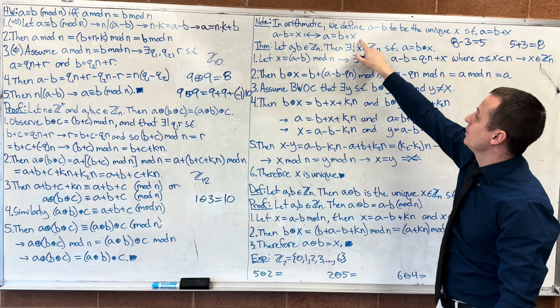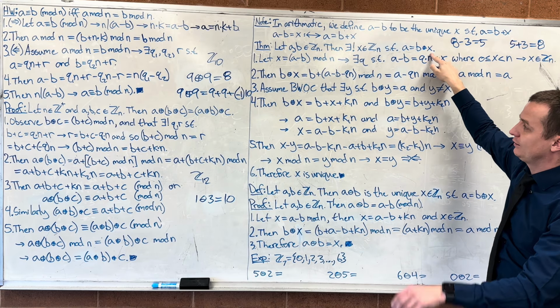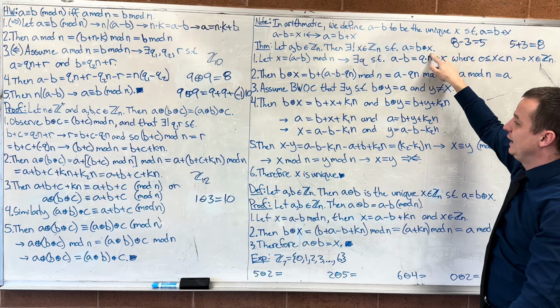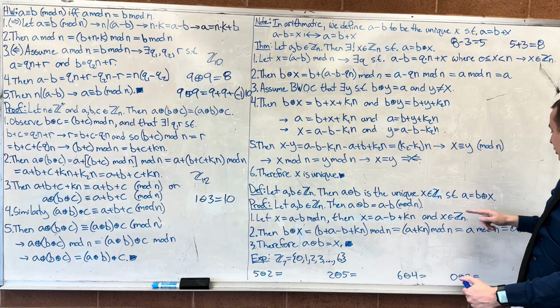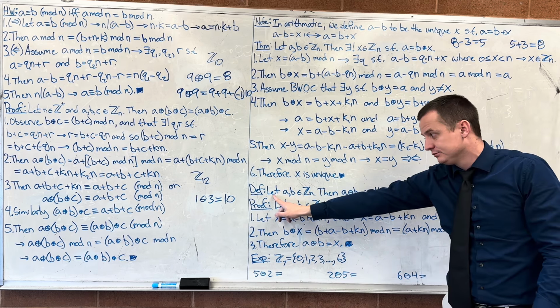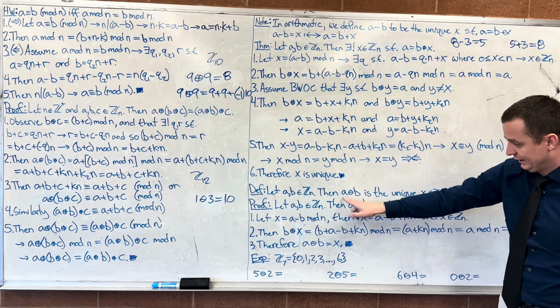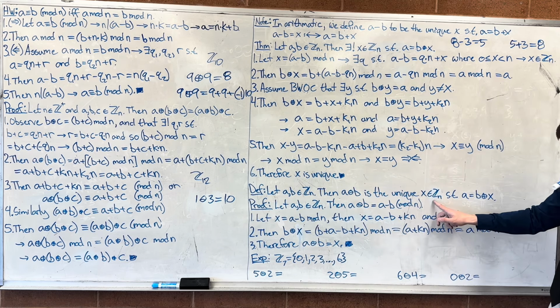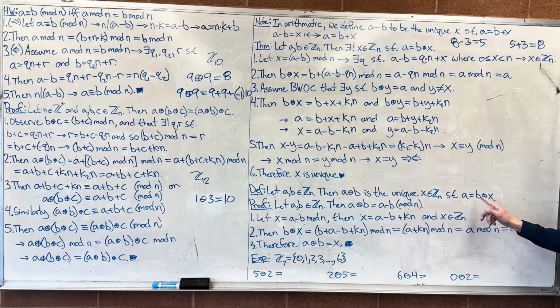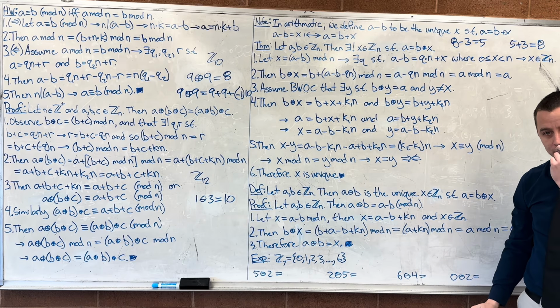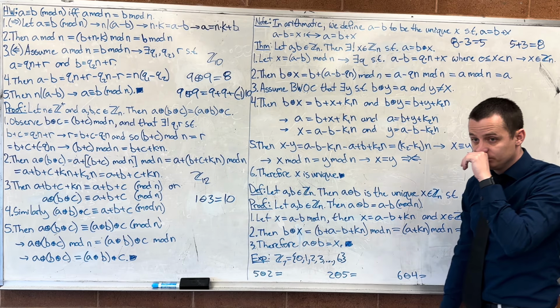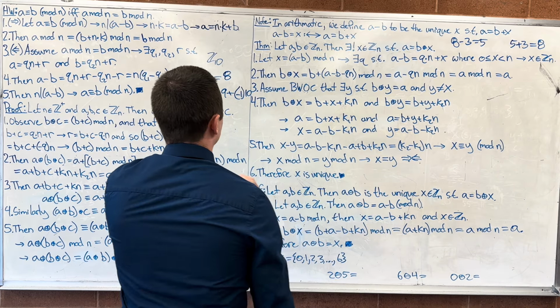Same exact thinking we had up here. So first I need to prove that there is such an x, and then once I prove that there is such an x, then we will define subtraction. Here's how we're going to ultimately define subtraction. Let A and B be in Z sub n, then A minus B is the unique x in Z sub n, such that A is equal to B plus x. So this will be our definition. This proof is first proving that there is such an x. Good? Okay, so let's prove that there is such an x.